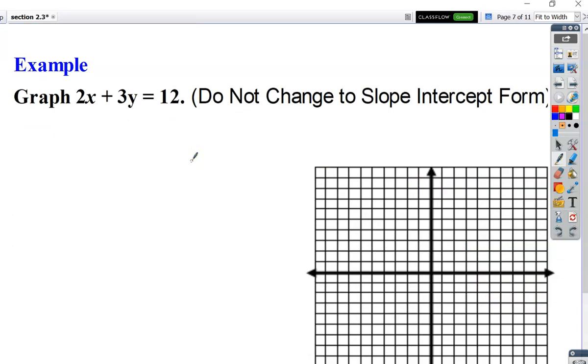So here we have the equation 2x plus 3y equals 12. Notice how this time we have x and y on the same side. That tells us that this equation is written in standard form, and we want to use the intercept method to graph this equation. For the intercept method, you want to solve for the x-intercept, and you want to solve for the y-intercept.